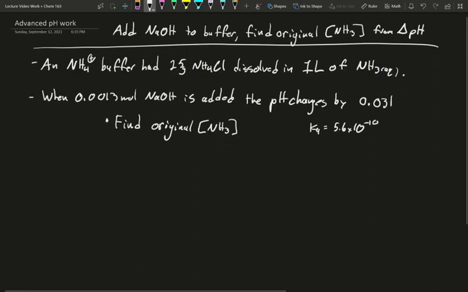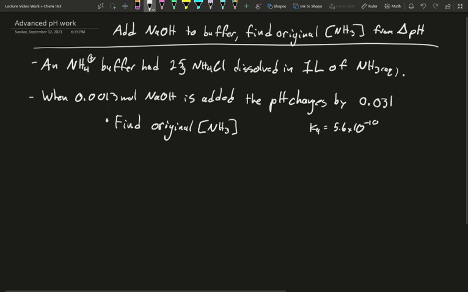In this video, we're going to explore using our pH calculations in non-standard ways. So here's an example where we're going to add sodium hydroxide to a buffer. And what we want to know is the original ammonia concentration of that buffer. And we're going to solve it from just knowing the change in pH. Well, not exactly just knowing, but not having the normal information.